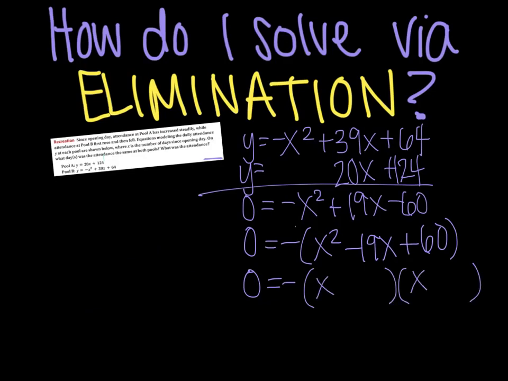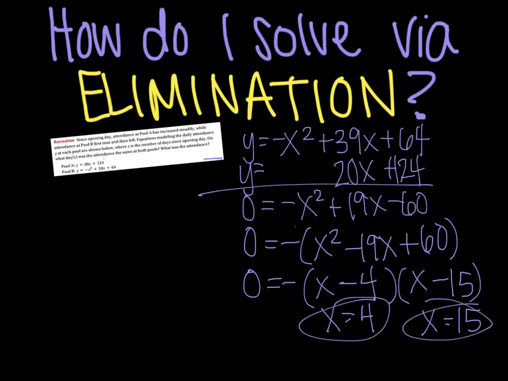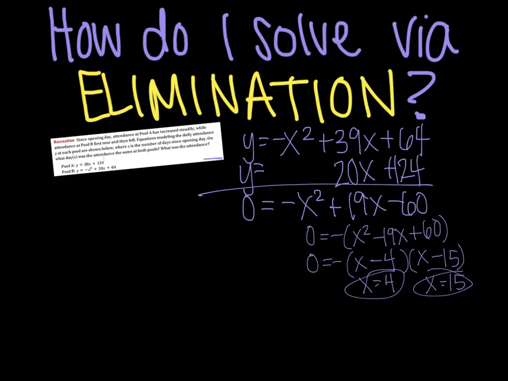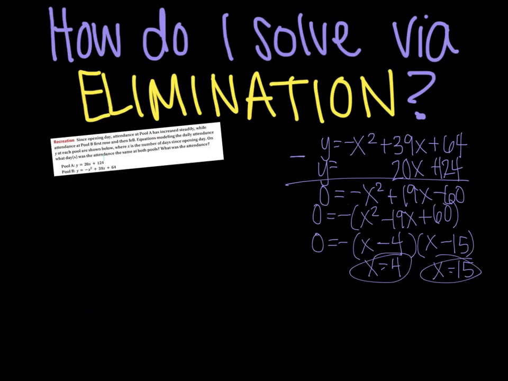Now that I have this, I can factor, and I can take x times what. And what's going to be a product of 60 and a sum of negative 19? Well, that would be negative 4 and negative 15. So then x equals 4, or x equals 15 are our final answers here. So then you have to go back and solve for y. And there's a little extra step here because you have to use either x. You can't just use one.